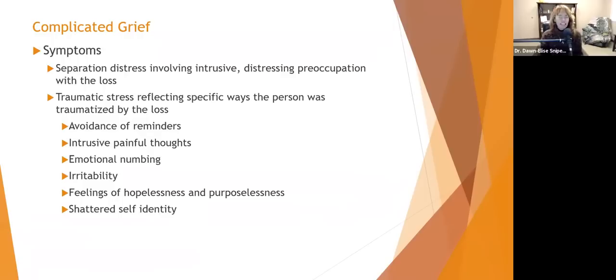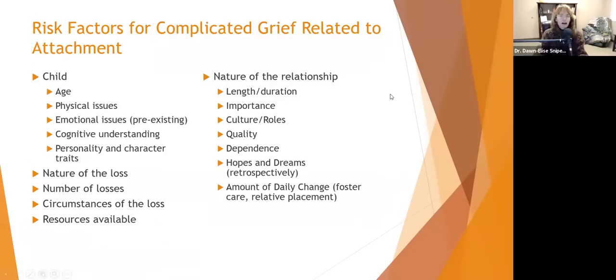And a shattered self-identity. When complicated grief happens, kids have difficulty forming self-esteem and a self-identity. So risk factors of the child, the age in which the attachment relationship is disrupted is particularly meaningful. If it is before the age of 5, it tends to lend to significantly more traumatic issues and issues related to grief. Physical issues. If the child had physical disabilities or something, then that can impact it because maybe they relied on that parent more because they were in a wheelchair or whatever.